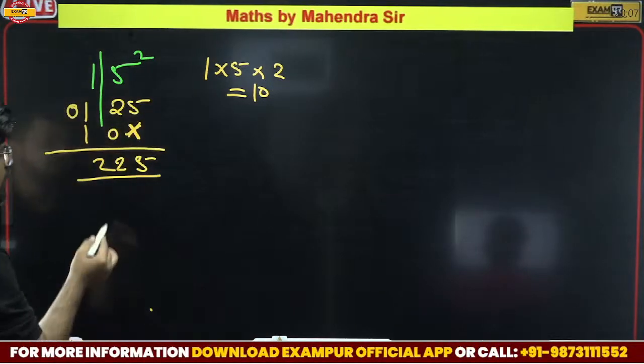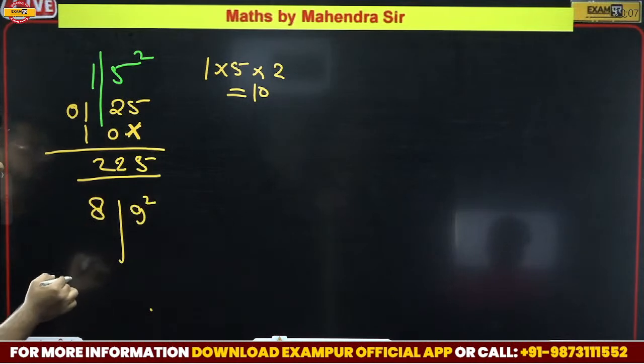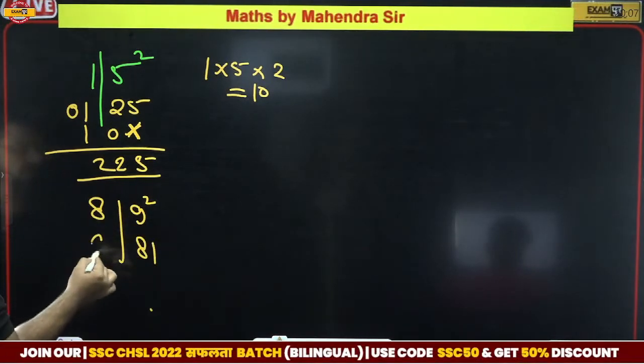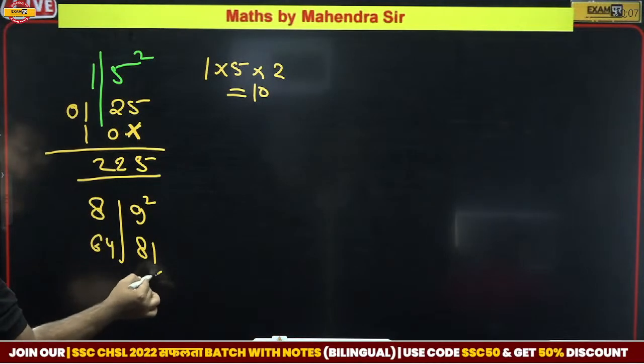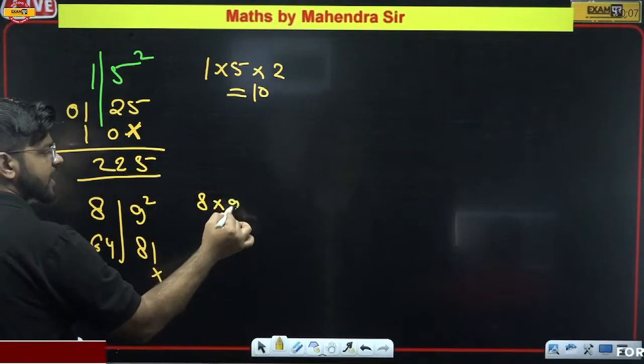Now suppose we have to calculate 89 square, how will we calculate? So for 89 square, 9 square will be 81, 8 square will be 64. Now we have to cross 1. What do we have here? 8 into 9 into 2.